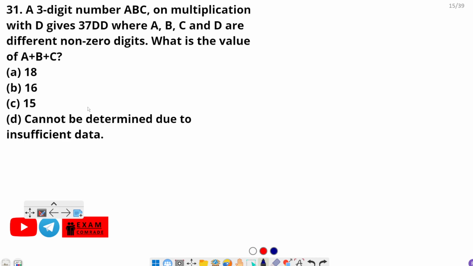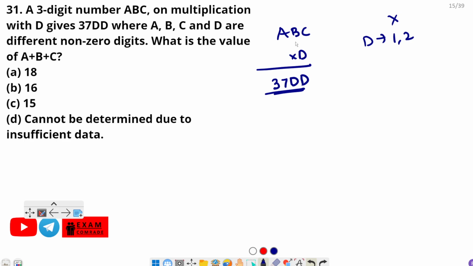Next question is, a 3-digit number ABC on multiplication with D gives 37DD, where A, B, C, D are non-zero digits. Okay, let's suppose there is a number called ABC multiplied with D. We are getting 37 D into D. Okay, let's take the value of D as 1. Is it possible to get a 4-digit number? No, not possible. So 1 cannot be possible.